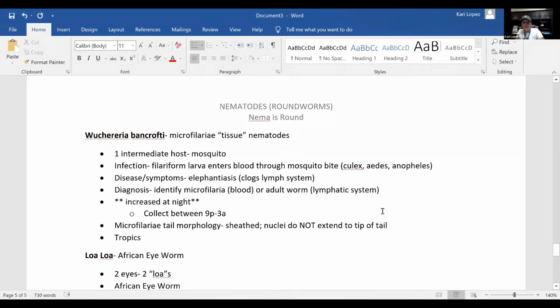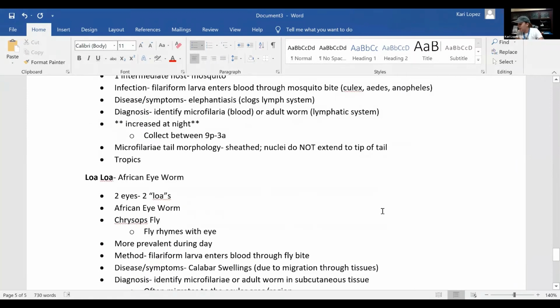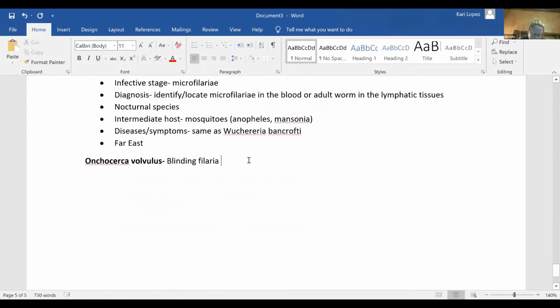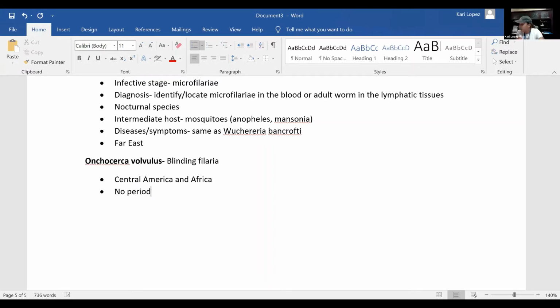And then this one is located in Central America and Africa. And it has no periodicity, just like Loa. I always learned that Loa Loa was a daytime one. Oh, no, I see it. Diurnal periodicity, so Loa Loa is right. This one has none, so no day or night, diurnal or nocturnal rhythms, which is called no periodicity.